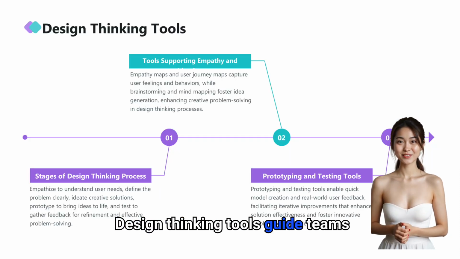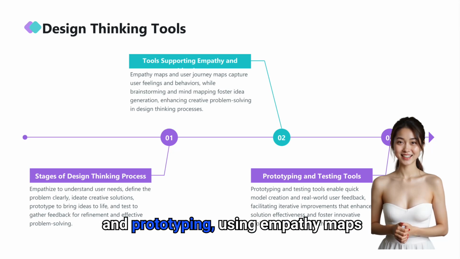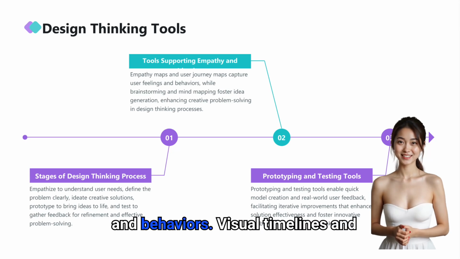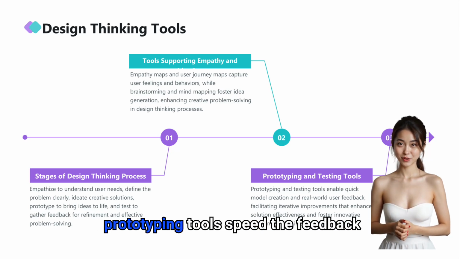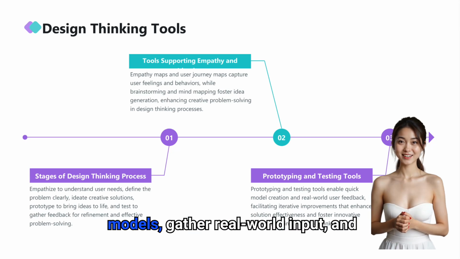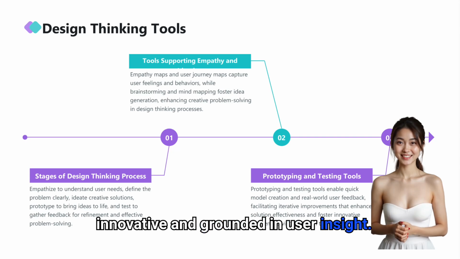Design thinking tools guide teams through stages like empathy, ideation, and prototyping, using empathy maps and journey maps to capture user needs and behaviors. Visual timelines and prototyping tools speed the feedback loop, helping teams create quick models, gather real-world input, and iterate towards solutions that are both innovative and grounded in user insight.